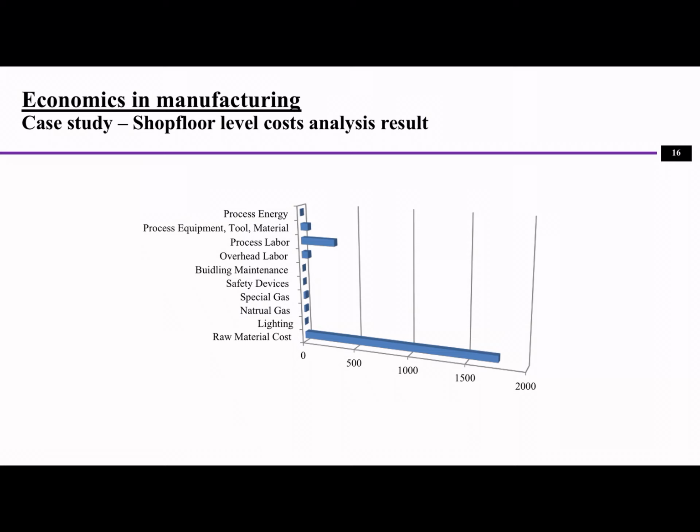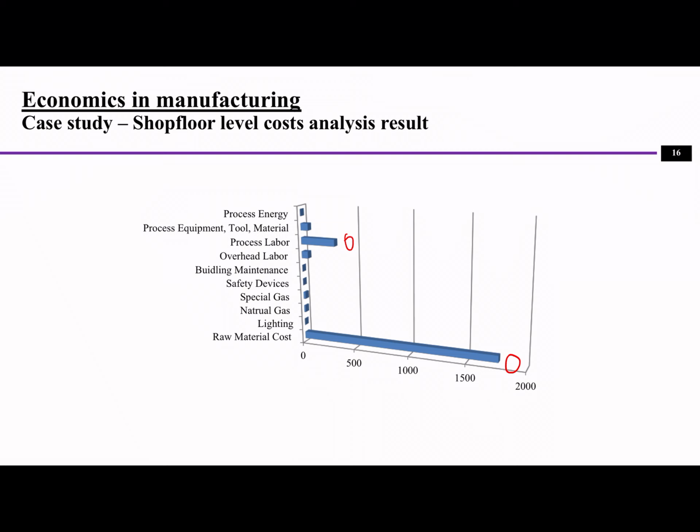From here, you can see the raw material cost is actually very large, right? And the next one is the labor cost. So basically, material cost and labor cost are the main cost items in traditional manufacturing systems.